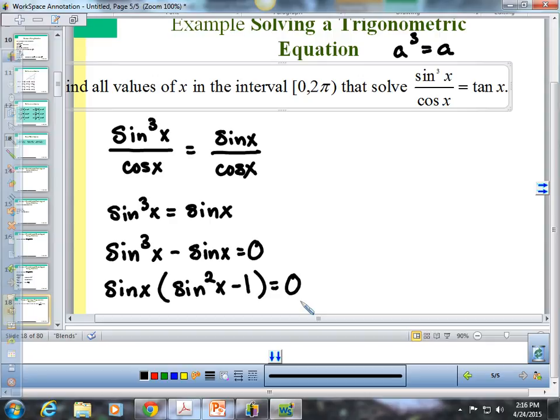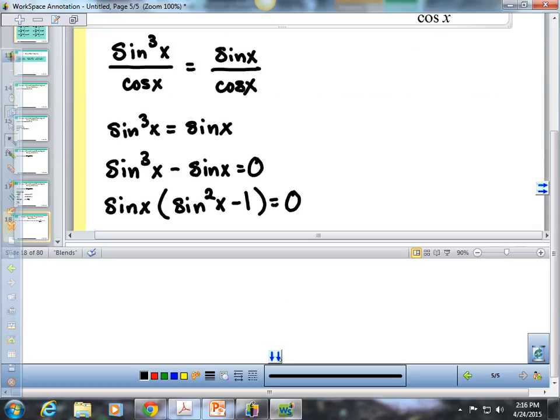What would that leave me with? Still equal to what? 0. Factor property now tells me what? We set them both equal to 0, right? We set them all equal to 0.